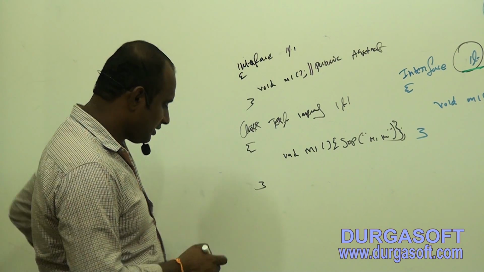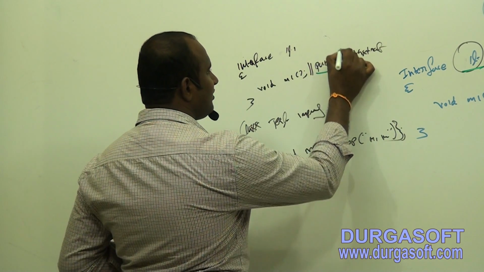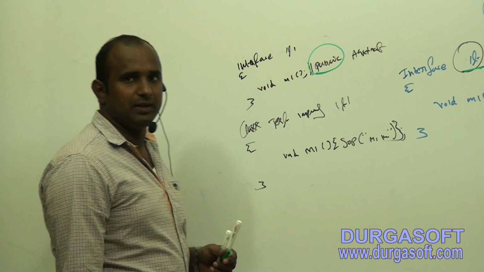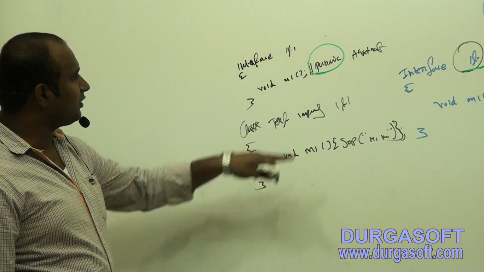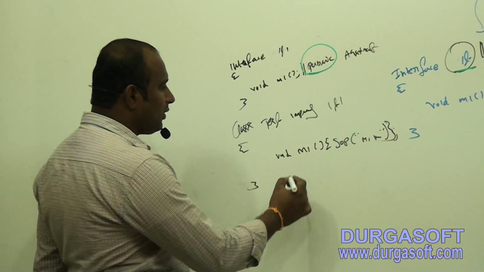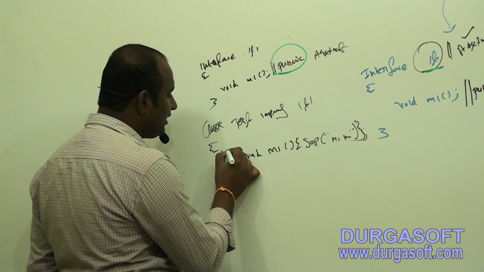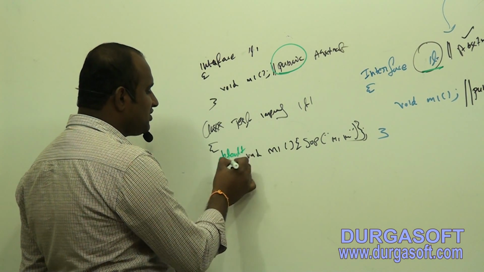What are the permissions? Check once here. In the interface, the m1 method has which modifier? Public modifier. The interface method has the public modifier. I am overriding in the child. While overriding, here I declared any modifier? There is no modifier. If you are not declaring any modifier, what is the default modifier in Java here? Default.